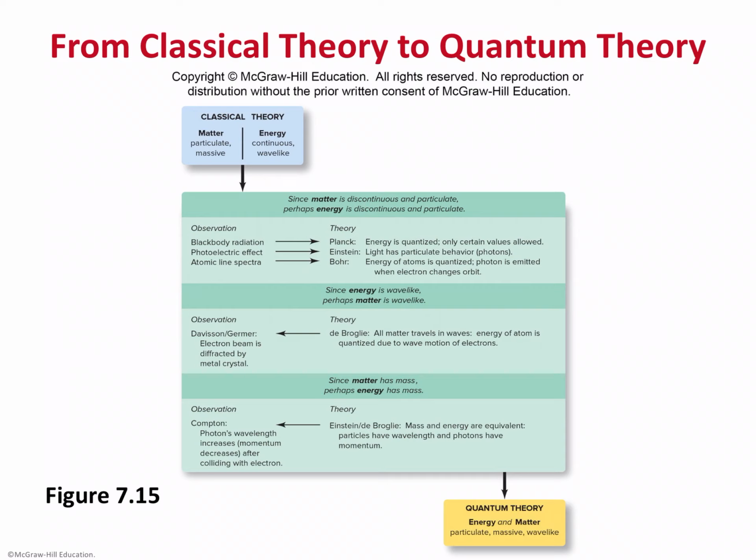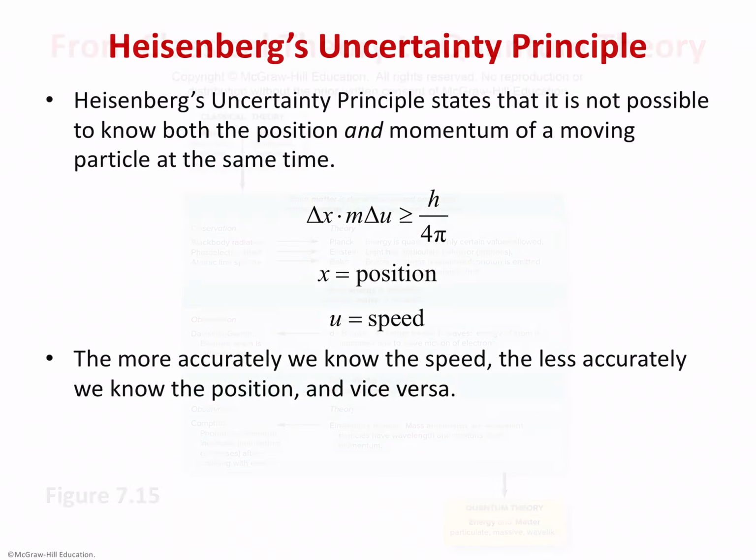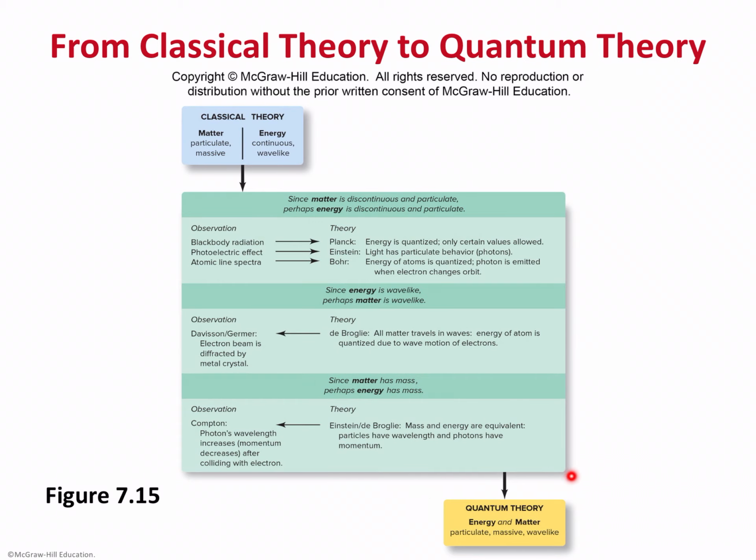And then the scientist Niels Bohr talked about atomic line spectra. Remember how he deduced the hydrogen atom structure using those atomic line spectra? That tells us energy of atoms is quantized. A photon is emitted when an electron changes orbit. So since energy is wave-like, perhaps matter is wave-like. So likewise, there were so many other experiments done, and then it came to the quantum theory, which is energy and matter, particulate, massive, and wave-like.